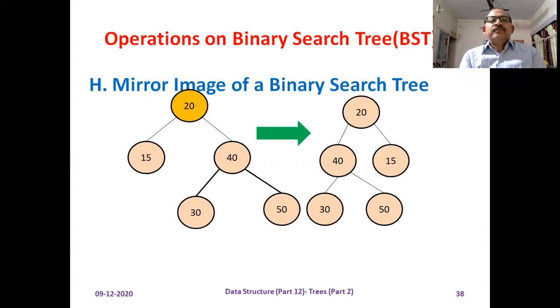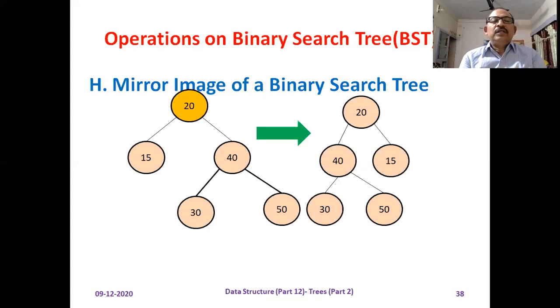Next, we want to determine a mirror image of a binary search tree. And how will we make a mirror image of a binary search tree? We simply switch the left subtree to the right subtree and the right subtree to the left subtree. And we will get a mirror image of the binary search tree in a recursive manner.